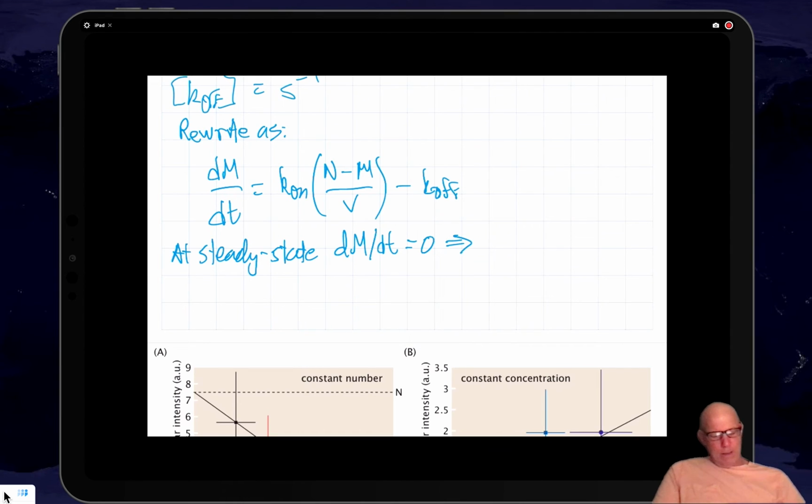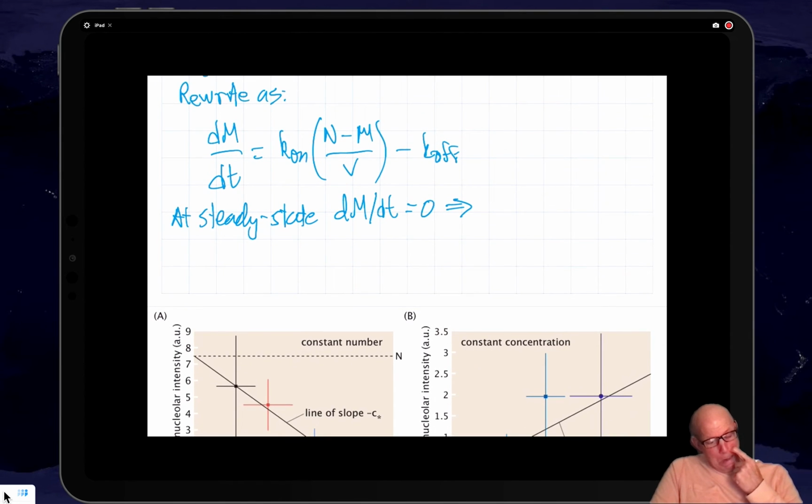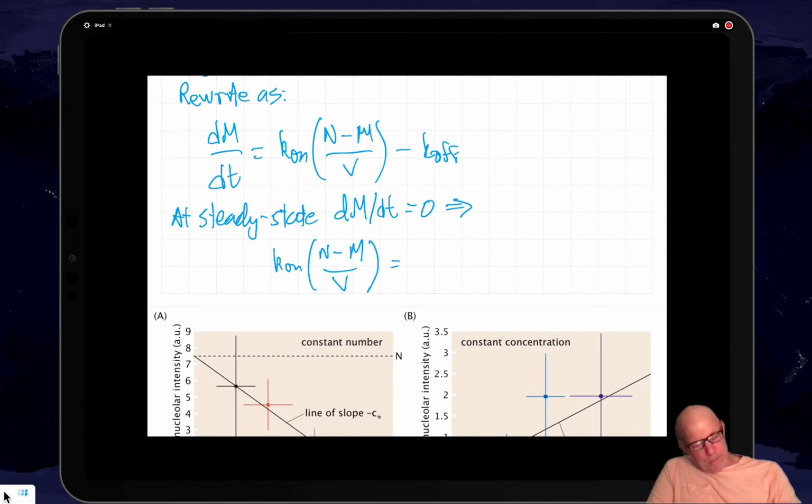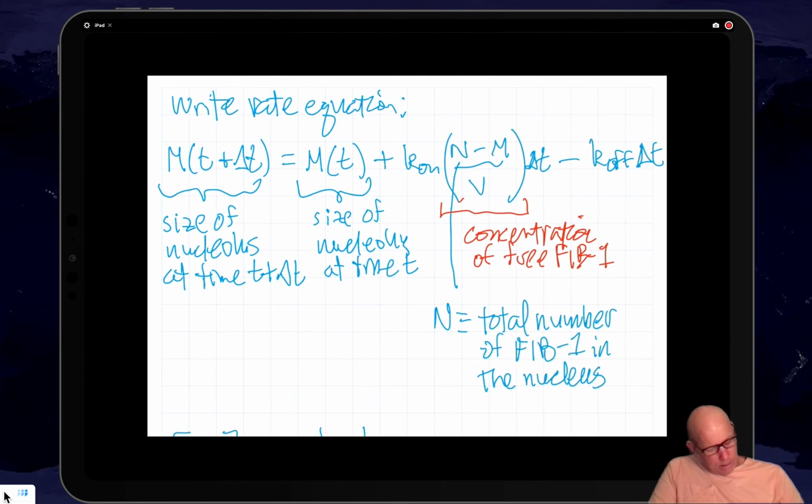That implies then, how do I want to think about this? I guess I could say, well, let me unpack it a little bit. So first of all, this implies that k_on times (n minus m) over v minus k_off equals 0. I need to add another page here.